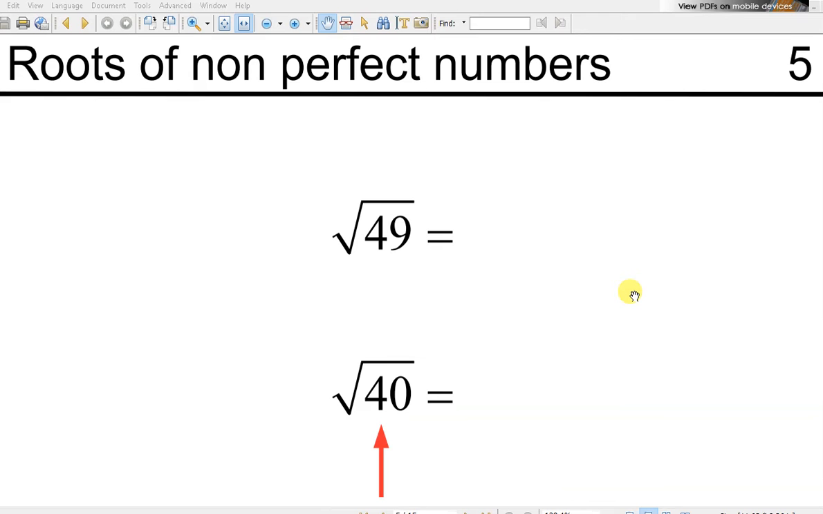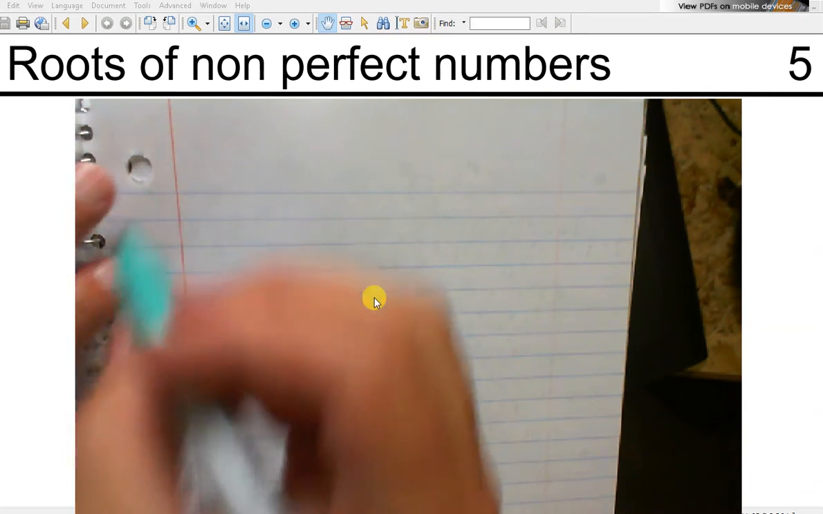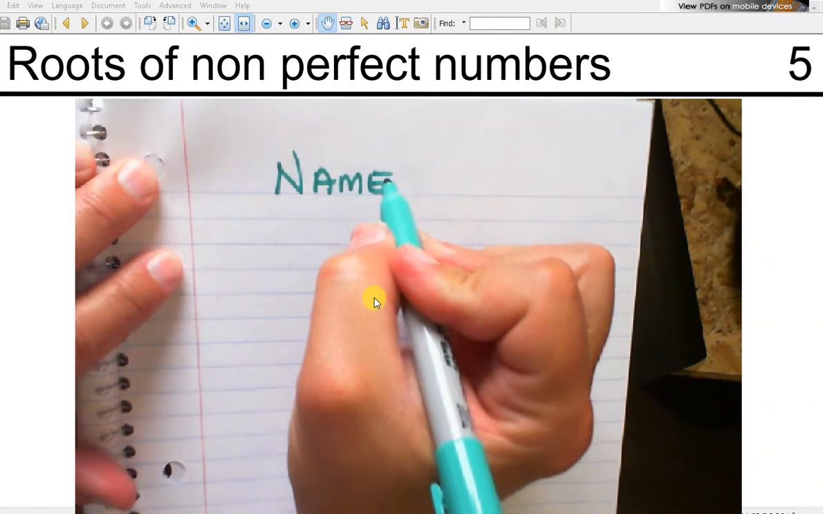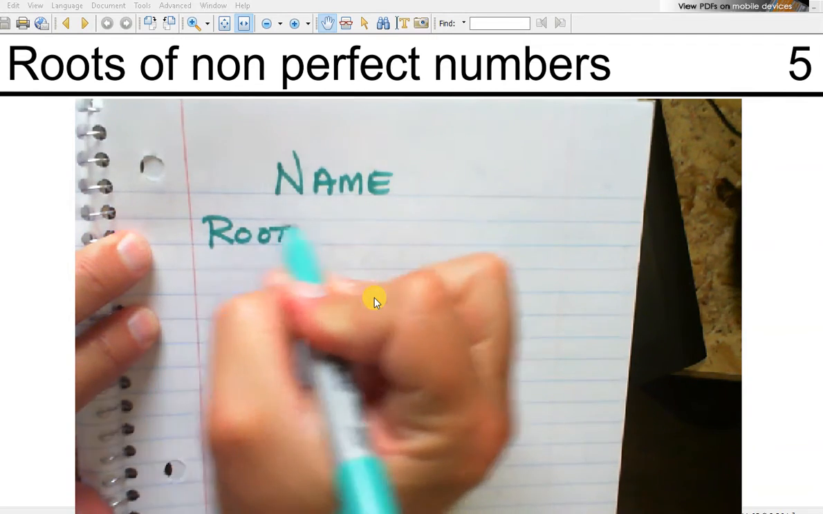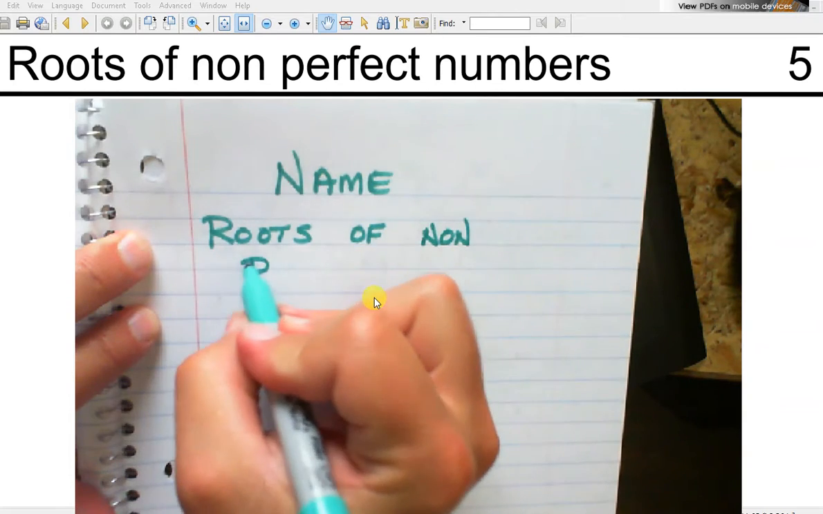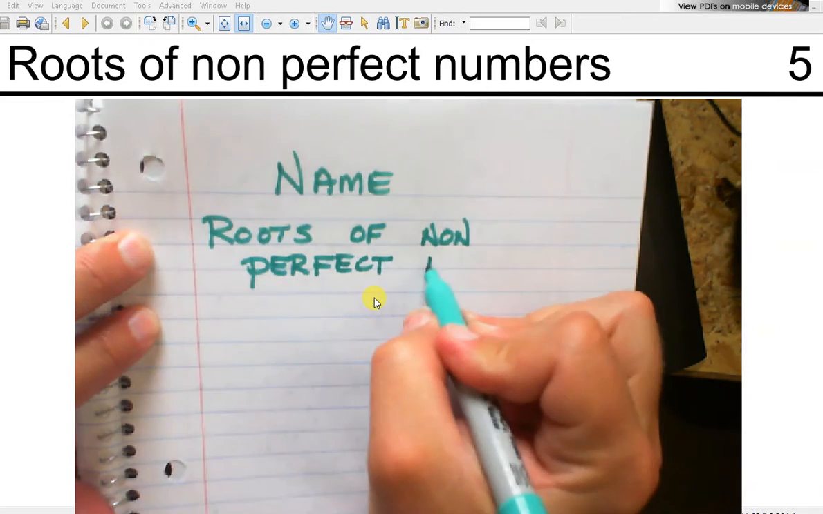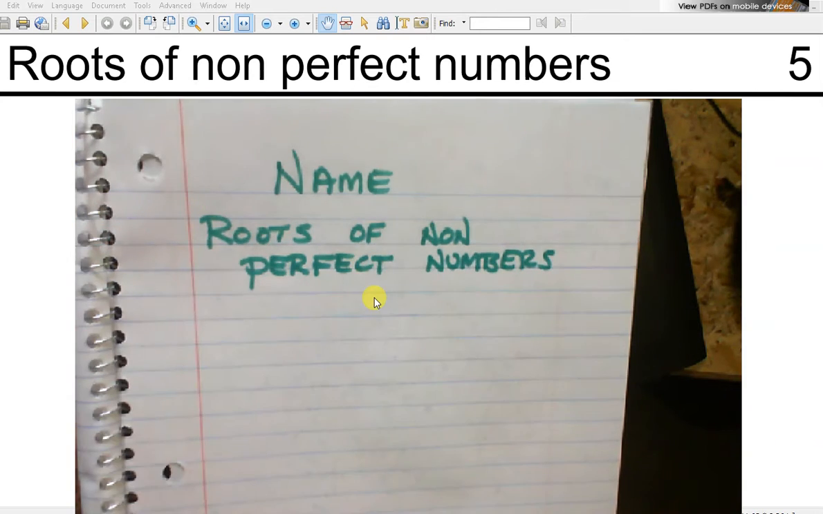So yesterday, let's get our title here. So our name, and our title is Roots of Non-Perfect Numbers.